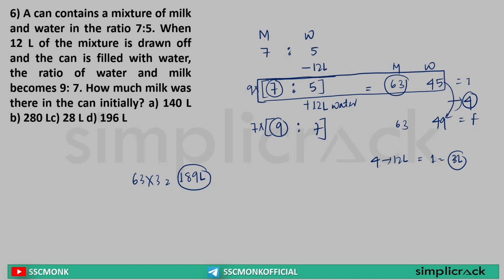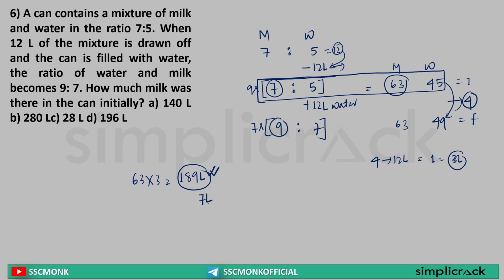12 liter of what? Mixture. Sir, 12 liter mixture contains what? 7 parts of milk, 5 parts of water. That means total 12 parts. Out of 12 parts I am taking 12 liter. That means how much quantity of milk was included in that mixture? 7 liter. So 7 liter of milk was taken out.